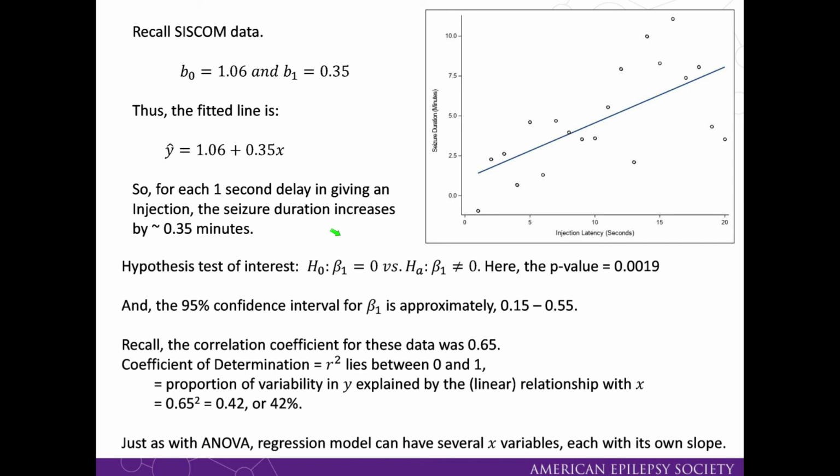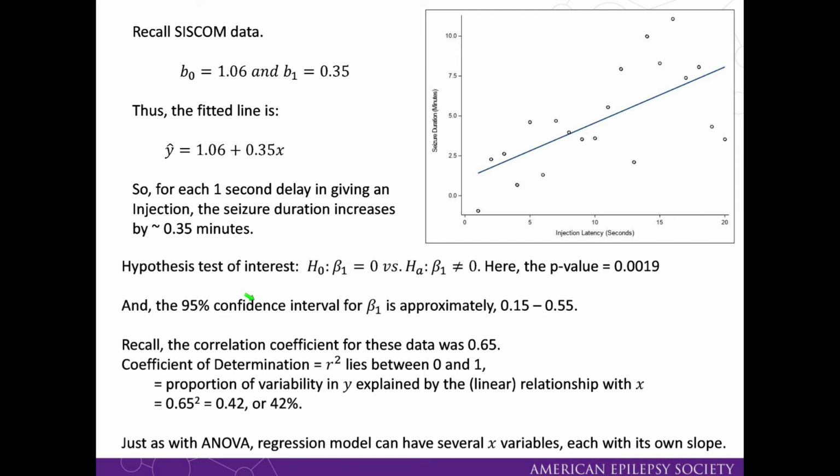So the hypothesis of interest is usually, is the slope equal to 0 versus not? In other words, does this variable affect that one at all? If the slope were 0, it says it doesn't really matter what the latency is. It wouldn't affect seizure duration. Versus, is the slope not equal to 0? The p-value in this case happens to be 0.0019. So we would claim that this slope is significant. There is a significant linear relationship between injection latency and seizure duration.